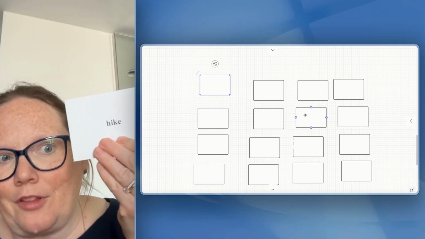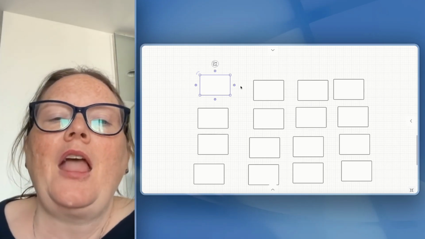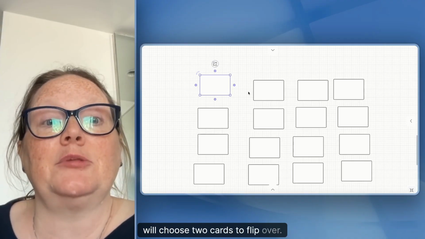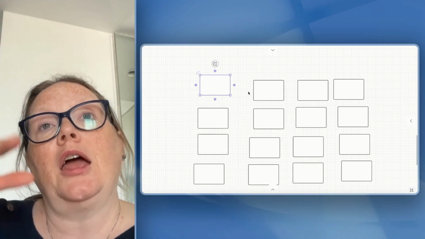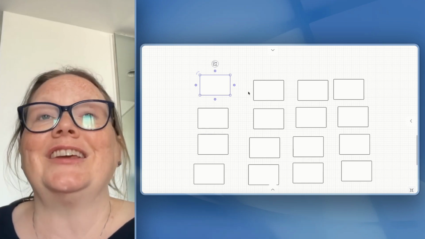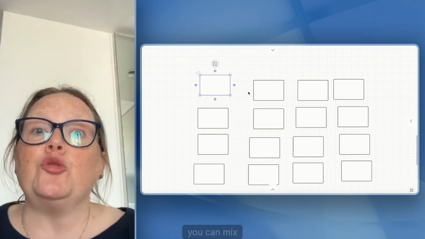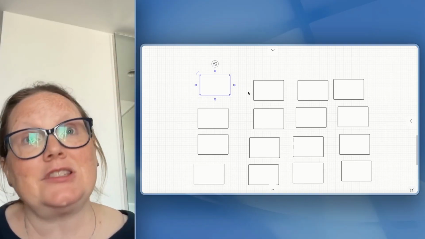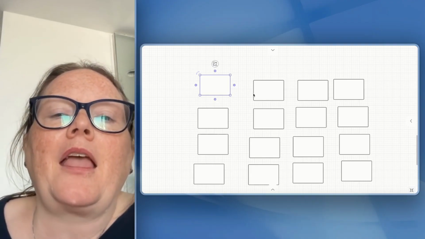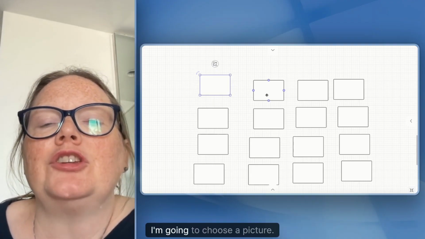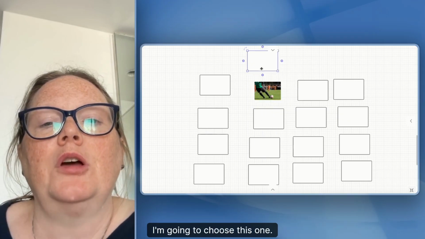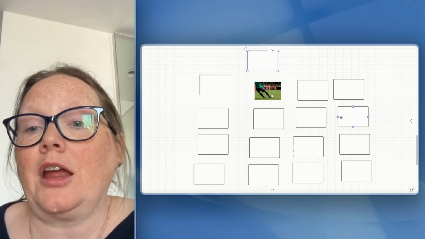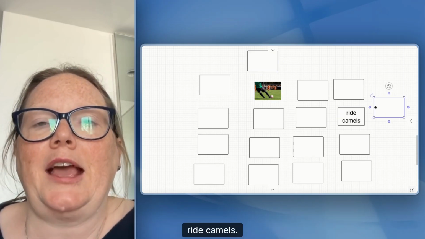You could have the cards. So student 1 will choose 2 cards to flip over, one from the picture column and one from the word section. To make it harder, you can mix the words and the pictures together, but to keep it simpler, I'm going to do it this way. So I'm going to choose a picture. I'm going to choose this one. Playing soccer or play soccer, and ride camels.